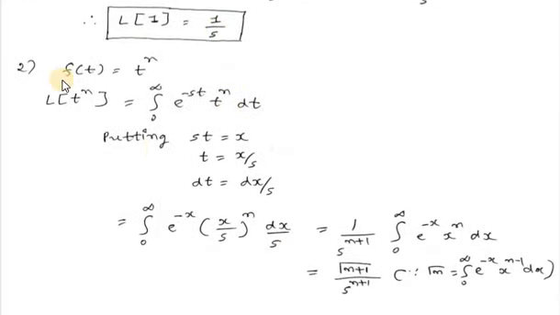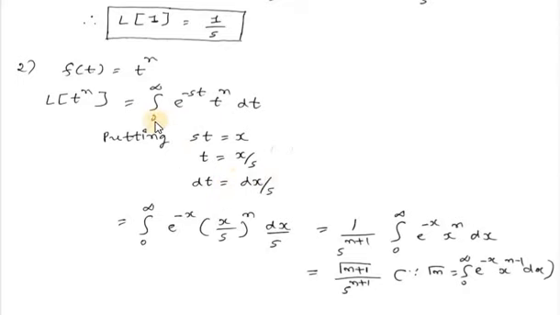Now we will take f of t equals t raised to n. So in the fundamental definition of Laplace transform, we will replace f of t by t raised to n. So we have Laplace of t raised to n, that is integration from 0 to infinity e raised to minus st t raised to n dt. Now to solve this integral, we will substitute st equals x. So we have t equals x by s. Now differentiating this equation, we have dt equals dx by s.